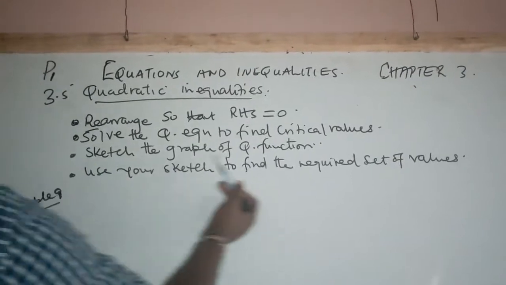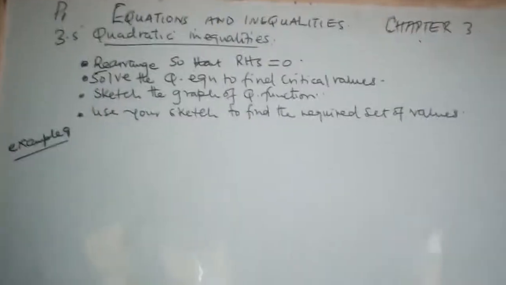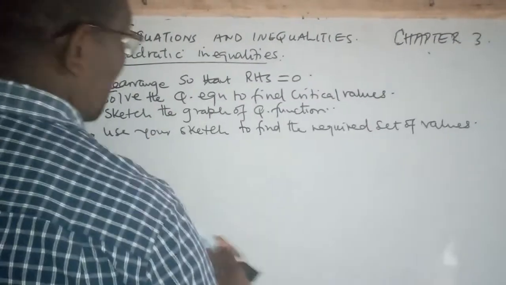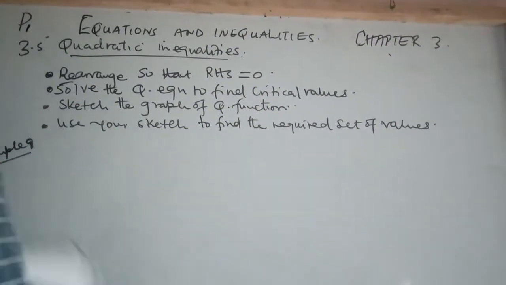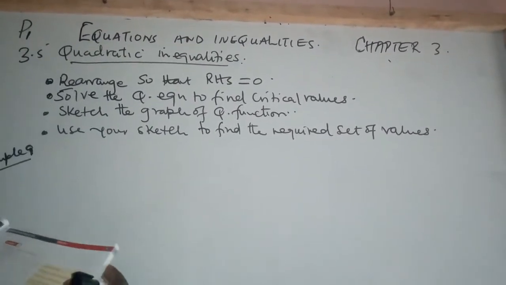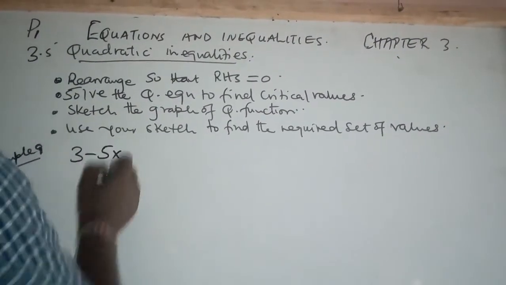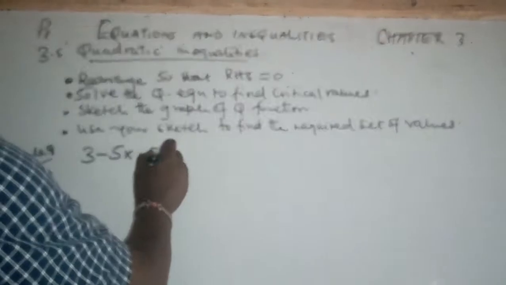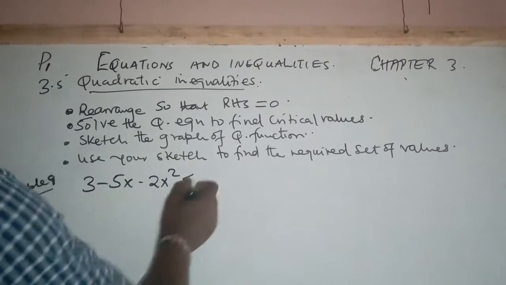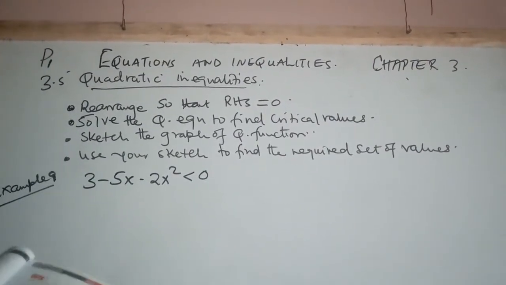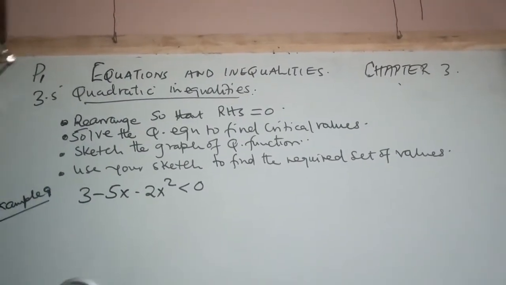Step number 3, sketch the graph of the quadratic function. After getting the critical values, you're going to know how to sketch, and then use your sketch to find the required set of values. And I want us to follow these steps as we solve through example 9. Example 9 is saying 3 minus 5x minus 2x squared is less than 0. We should solve this: find the values of x for which this particular function is always less than 0.